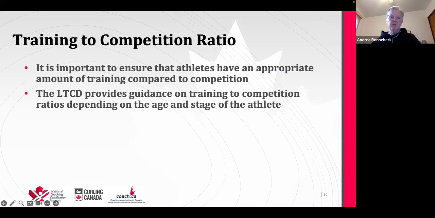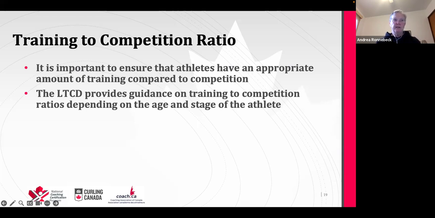So the training to competition ratio. It's important to ensure that athletes have an appropriate amount of training compared to competition. On the template, on the training to competition ratio tab, there is information about what the appropriate training to competition ratio is, depending on what stage of the long-term curler development model your athletes are at. So it provides guidance on training to competition ratios depending on the age and stage.